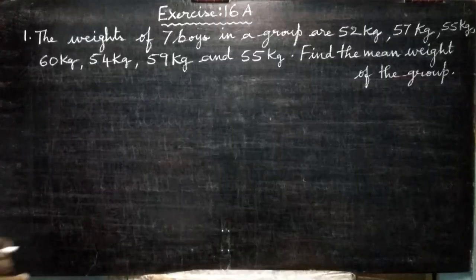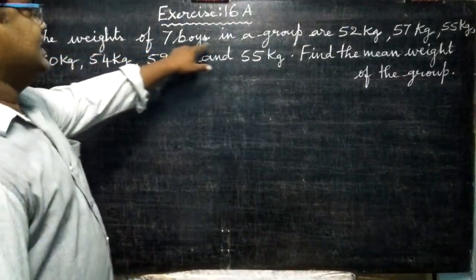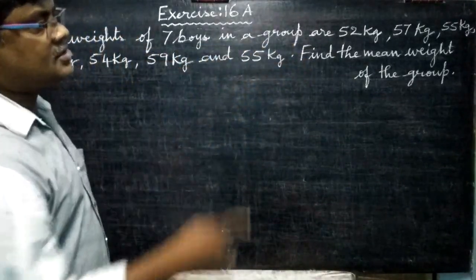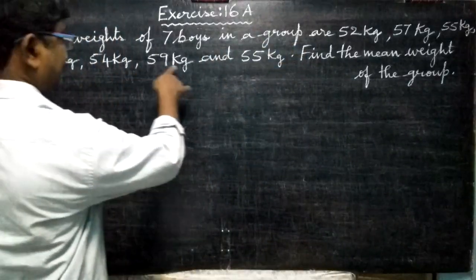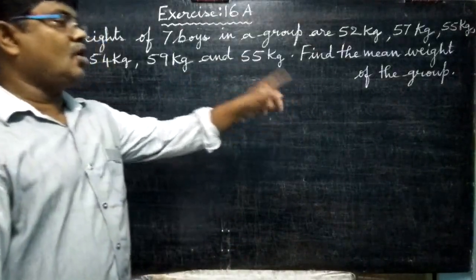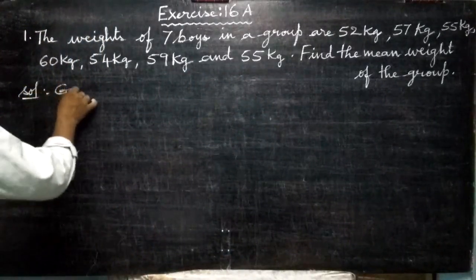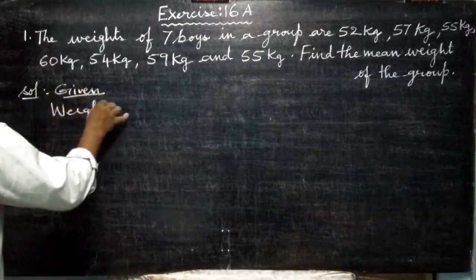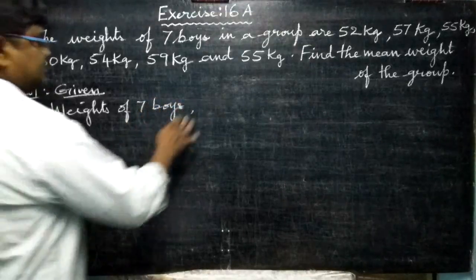Now 16a, first problem. The weights of 7 boys in a group are 52 kgs, 57 kgs, 55 kgs, 60 kgs, 54 kgs, 59 kgs and 55 kgs. Find the mean weight of the group. Here they have given weights of 7 boys. What are their weights?